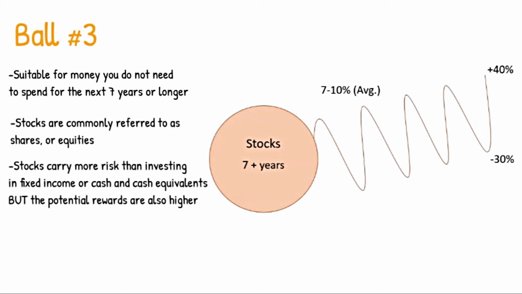In any given year, if you are invested in a fund that owns a diversified portfolio of stocks, you should expect that your investment could grow up to 40% in a good year. Conversely, in a poor year, your investments could drop upwards of 30%.